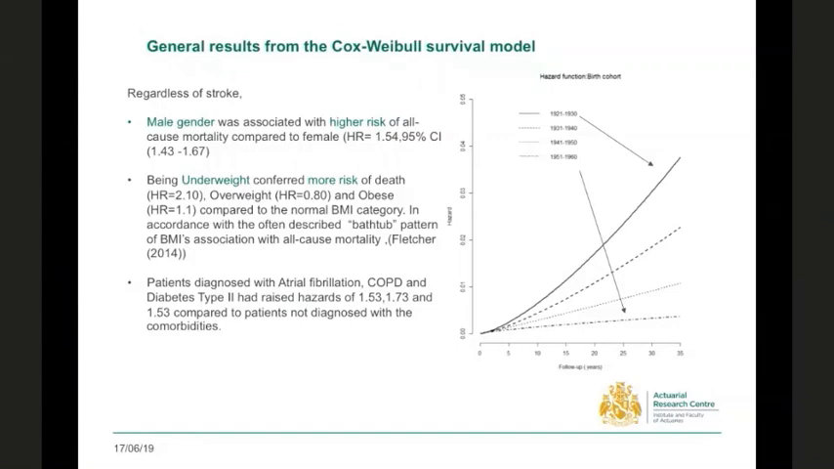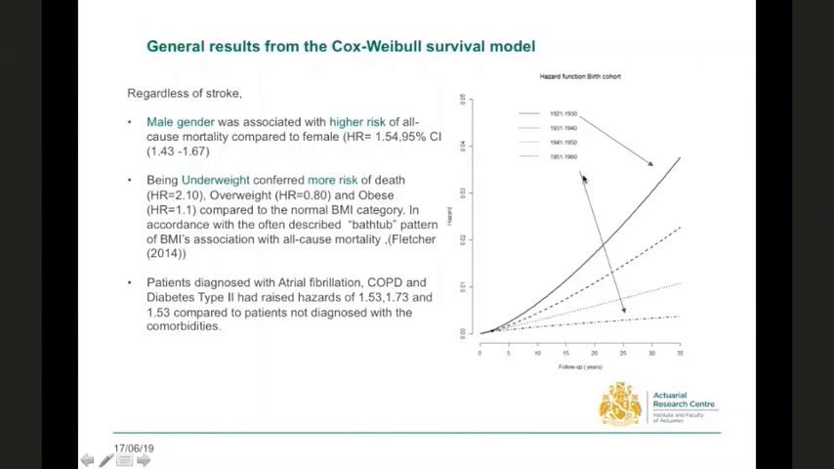Patients who were diagnosed with atrial fibrillation, COPD, or diabetes type 2 had raised hazards of 1.53, 1.73, and 1.53 compared to patients who were never diagnosed with these comorbidities.